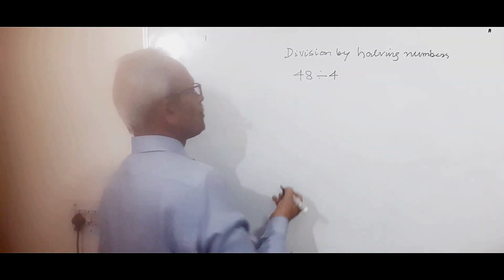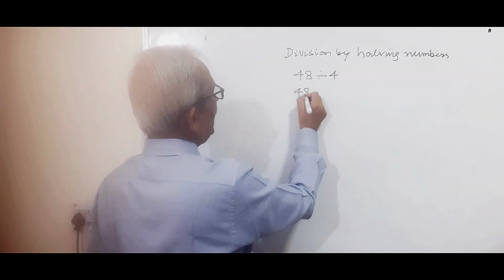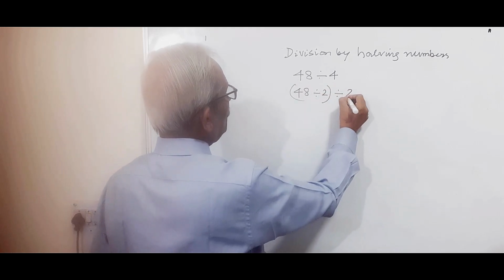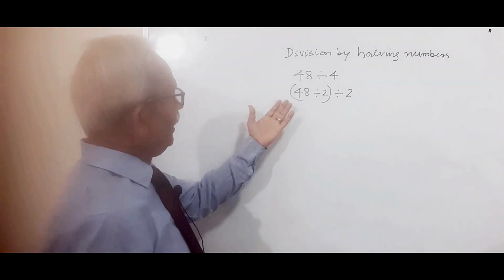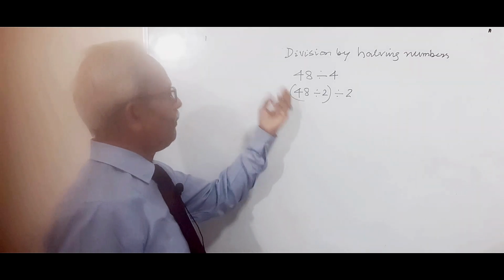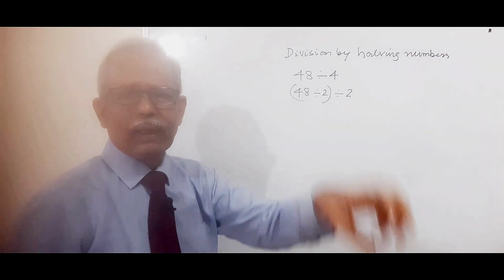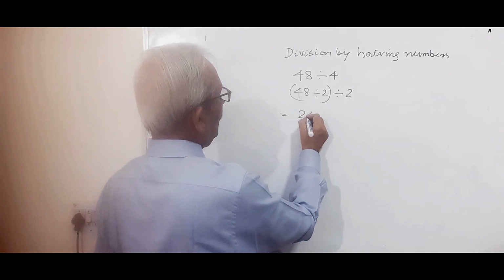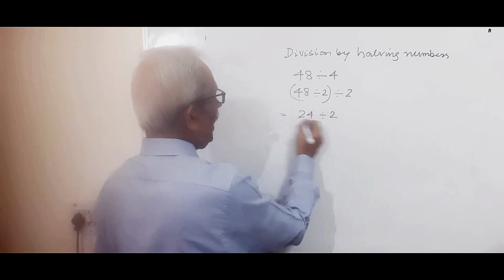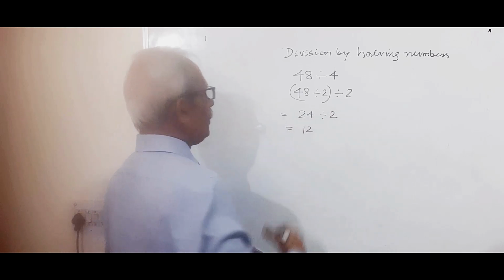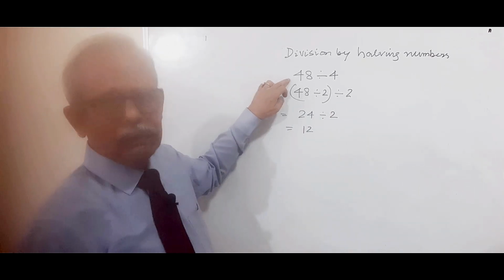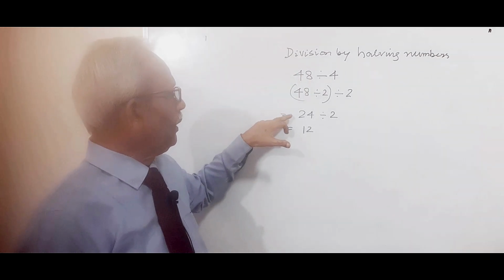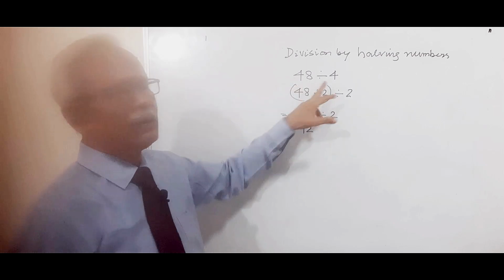48 divided by 4 means what? First you divide 48 by 2, then again you divide it by 2. Two times divided. So here actually we will halve this number 48. First time we will make a half of it, and then we will make another half of it. So it becomes 48 divided by 2 is 24, divided by 2, again half of 24 is 12. That means we have halved this number 48 two times. 48 half 24, 24 half 12, and we get the result of 48 divided by 4.